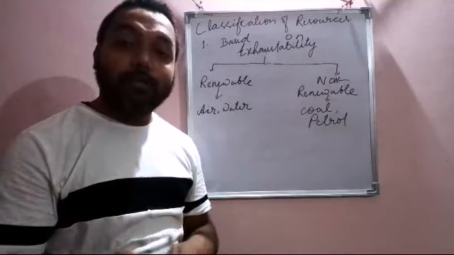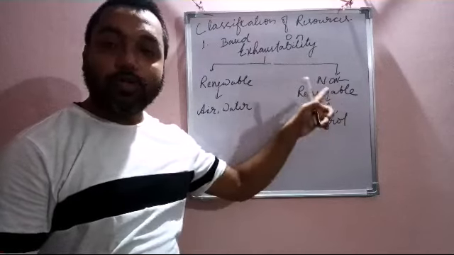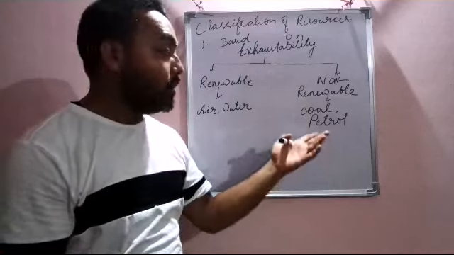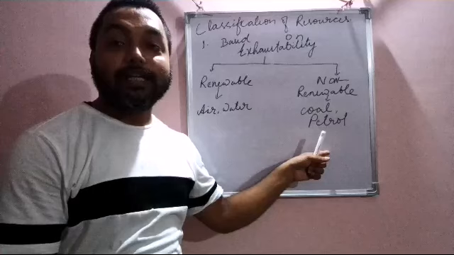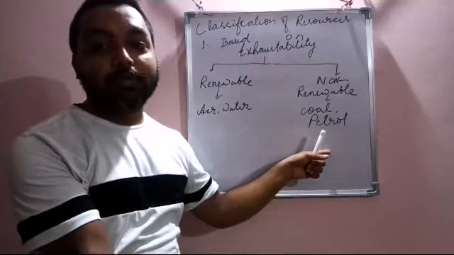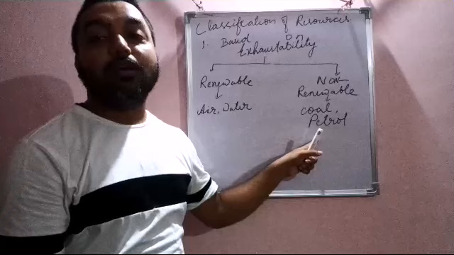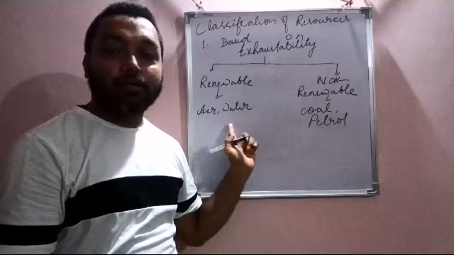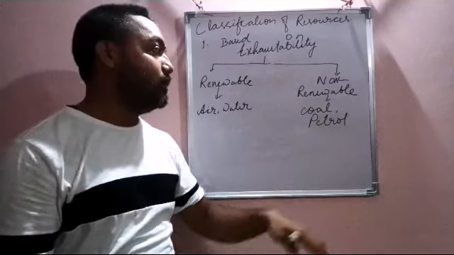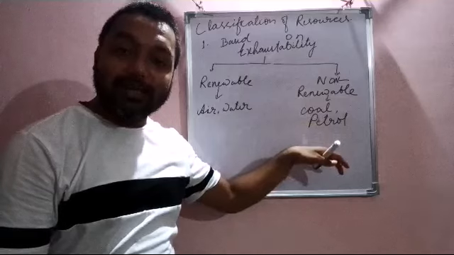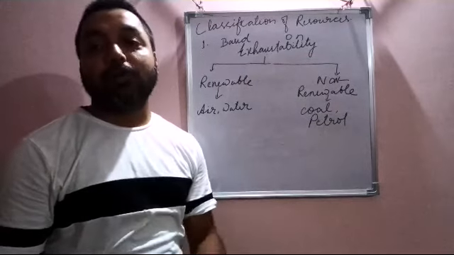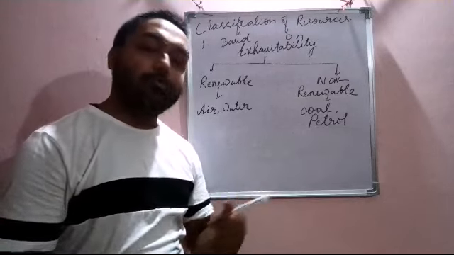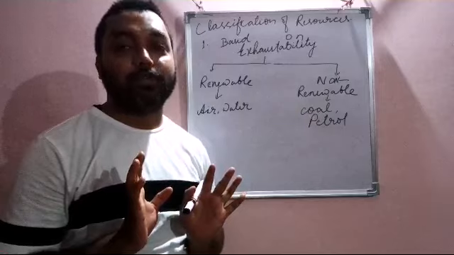Or to renew a particular resource, it takes a very long time, say 1000 years, 2000 years, 10,000 years. Those resources which take a very long time to renew, or don't get renewed, are known as non-renewable resources. For example, renewable resources are air and water. Once we use them, they get renewed again. Non-renewable resources are, for example, coal and petrol. Once coal is burned, it gets finished and we cannot renew it again. Then petrol, once we use it, it gets finished. Again we cannot renew it.